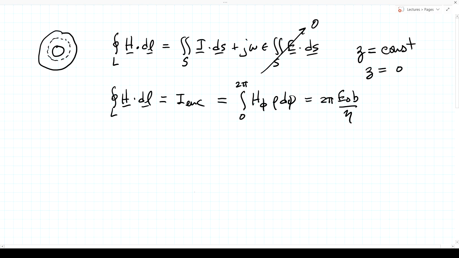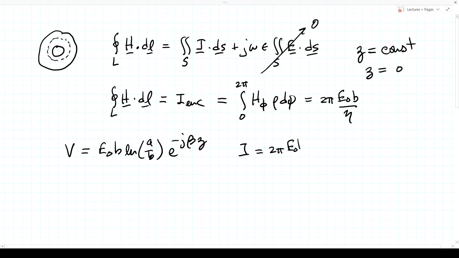All right, so we had a voltage difference, call it V. So it was E0 b log a over b. And we did this in the z equal to zero plane. If we did it in an arbitrary plane, it would have an e to the minus j beta z. And now here we have the enclosed current I, and that would be 2 pi E0 b over eta. And again, if that was in an arbitrary plane, z equal to constant, it'd have an e to the minus j beta z.